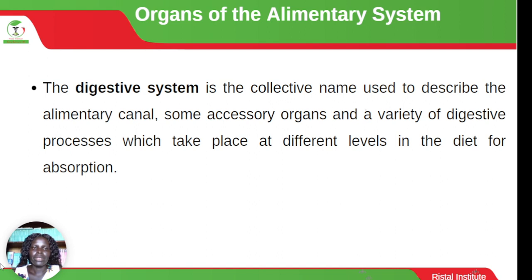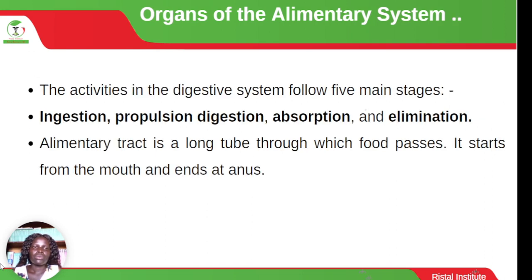Organs of the alimentary system. The digestive system is the collective name used to describe the alimentary canal, some accessory organs, and a variety of digestive processes which take place at different levels in the diet for absorption. The activities in the digestive system follow 5 main stages, that is the ingestion, propulsion, digestion, absorption, and the elimination.